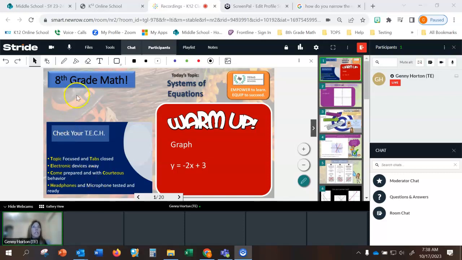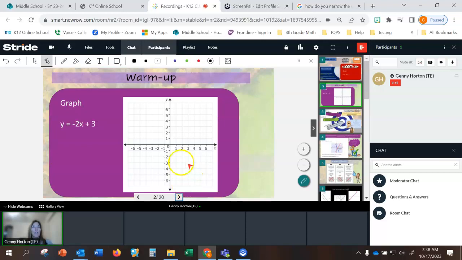Hello, so this lesson covers systems of equations. All right, so let's start with a warm-up, reviewing graphing equations that are in slope-intercept form.